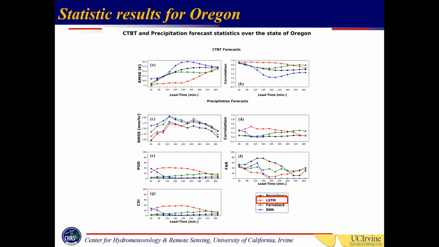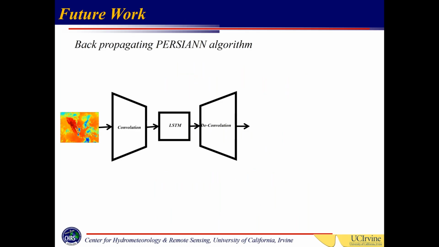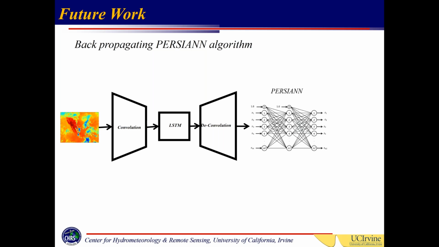And some statistics as confirmation of that: the first row is the infrared forecast, and the red line is our proposed model, which shows relatively low RMSE and high correlation. The precipitation forecasts in general show that the LSTM model in combination with PERSIANN achieves higher performance. And for future work, what we can propose is a more complicated and comprehensive model, bringing convolution, LSTM, and deconvolution into a united framework for the forecast, and then benefiting from the PERSIANN algorithm to get the accurate rainfall forecast.